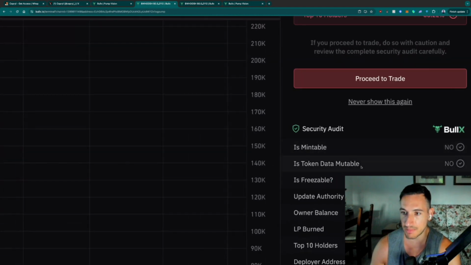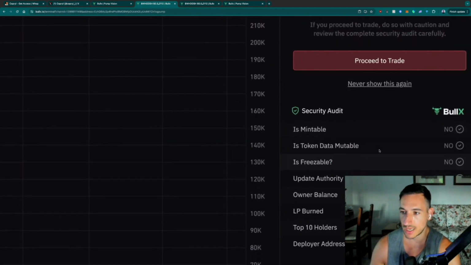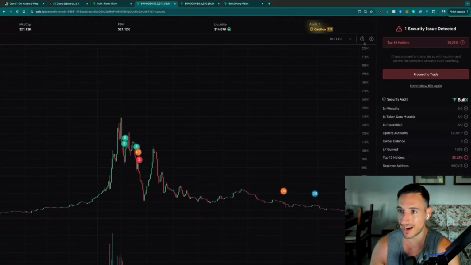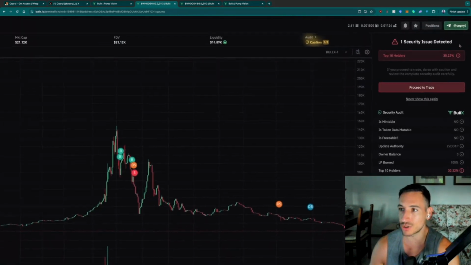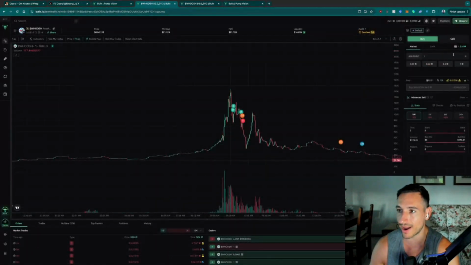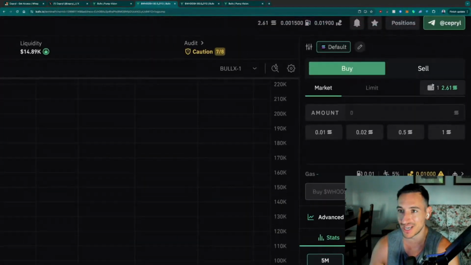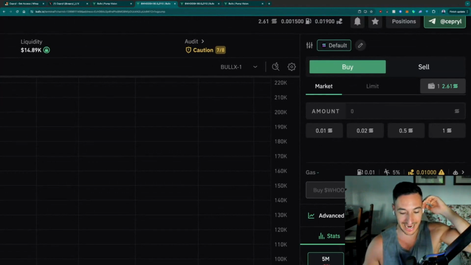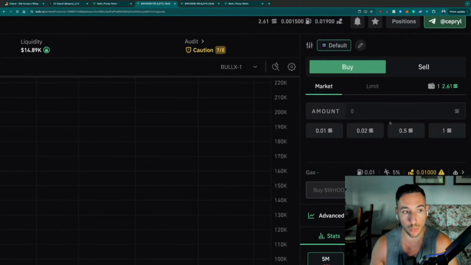And then obviously the mintable, token data mutable, and freezable checks are deal breakers. If any of these boxes are not checked, then I'm not going to participate in that trade in the first place. So very, very important. So how do you actually trade on this interface? Because obviously you want to be aware of how to trade and how to use it. It looks very similar to a centralized exchange. This is also why I like it and why I think it's very seamless.